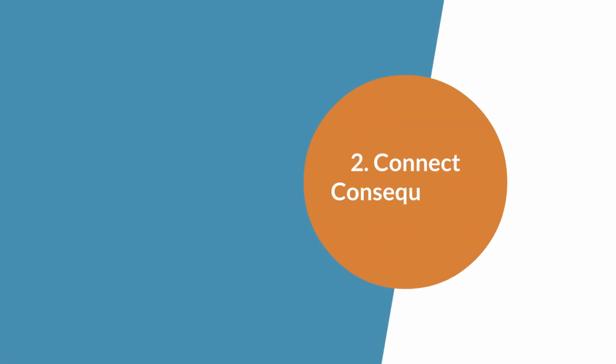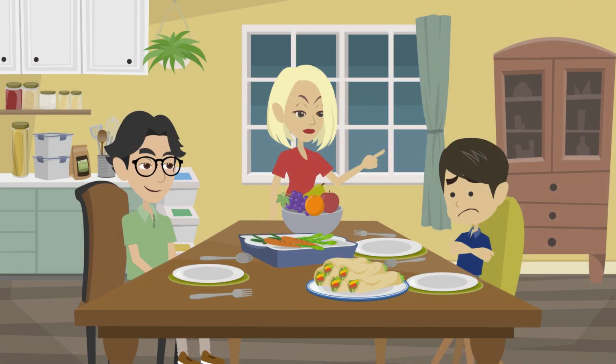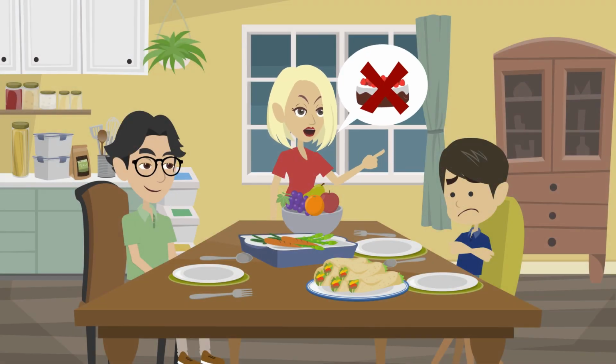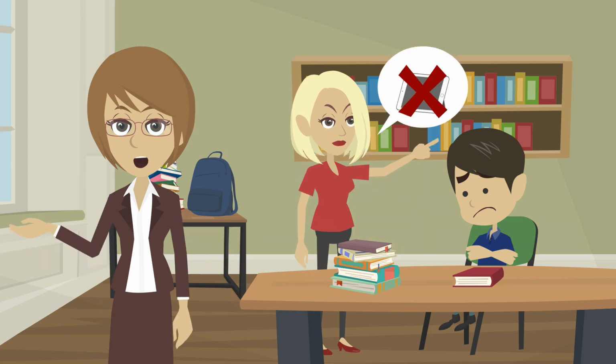2. Connect consequences to behavior. The consequence should logically connect to the child's behavior. For example, if a child doesn't eat their dinner, they don't get dessert. Or if they don't complete their homework, they lose screen time.